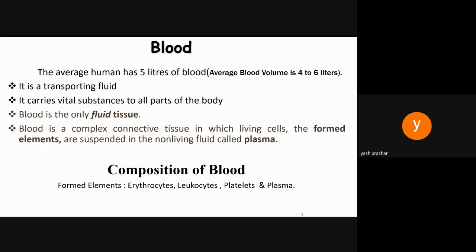Blood is a fluid connective tissue having mesodermal origin, and in all connective tissue, the cells are separated by a lot of intercellular spaces which are filled with matrix. The average human has 5 liters of blood, and it is a transporting fluid. Blood is the only fluid tissue. The basic composition of blood includes erythrocytes, leukocytes, platelets, and plasma.